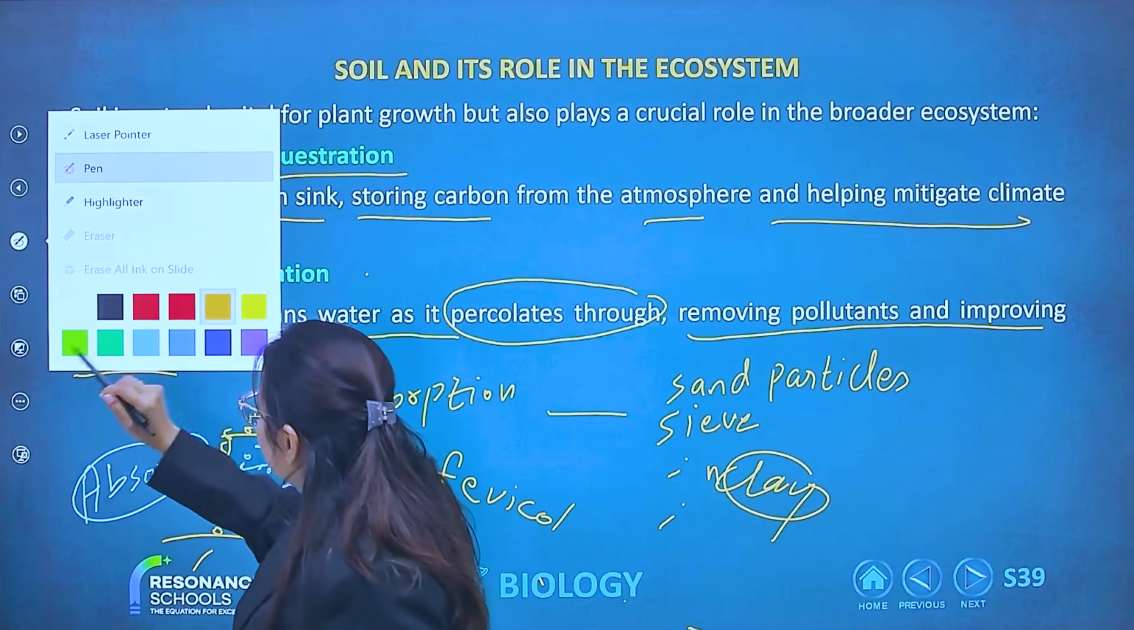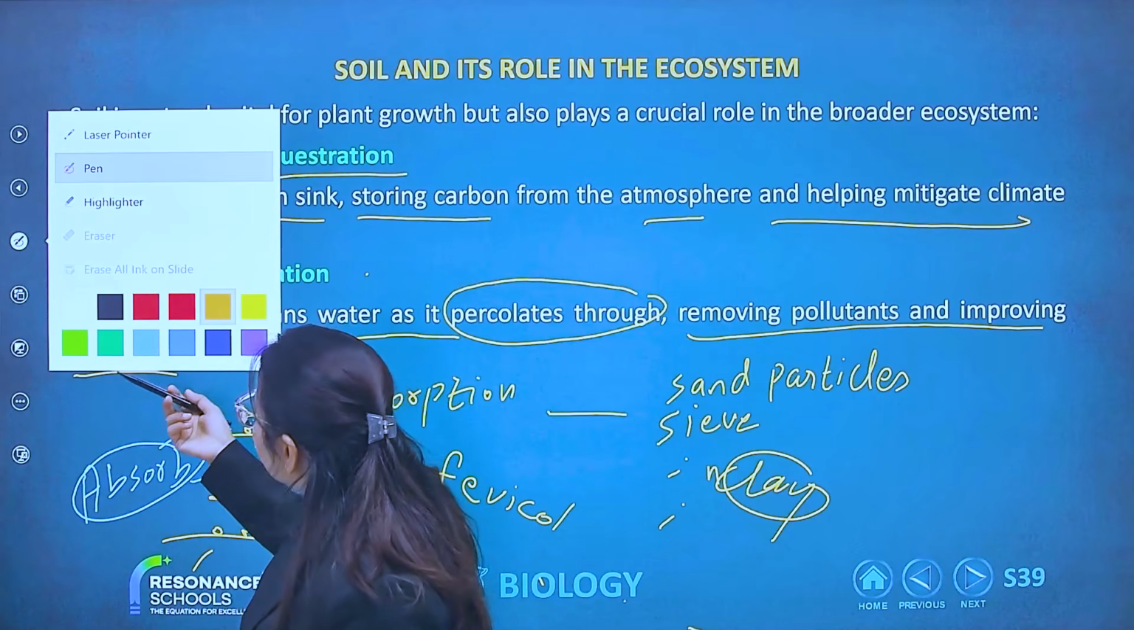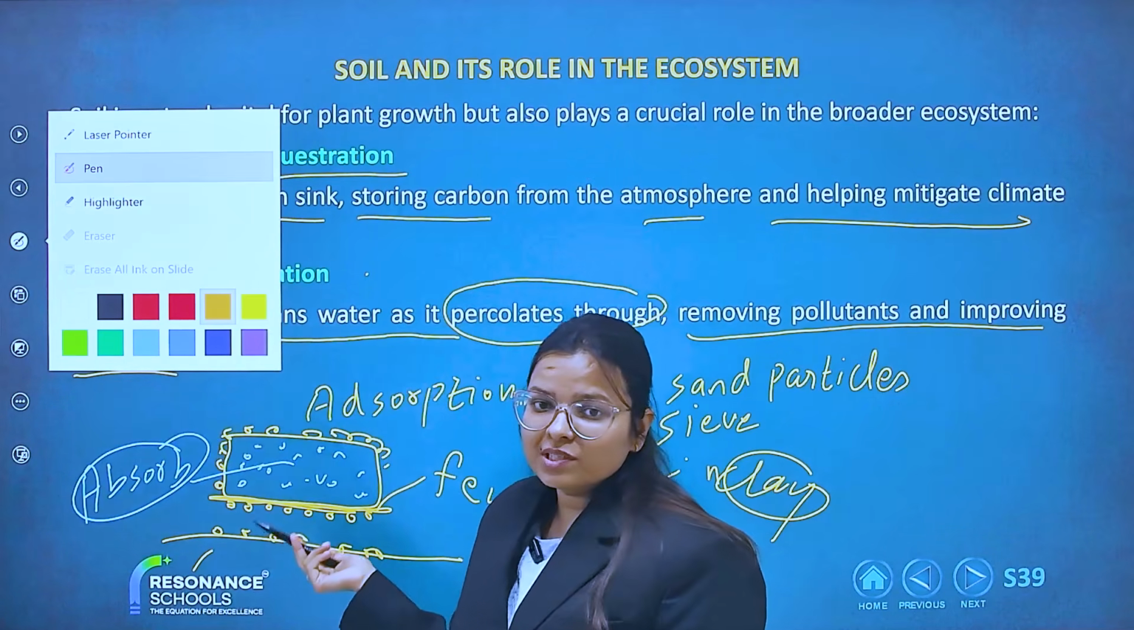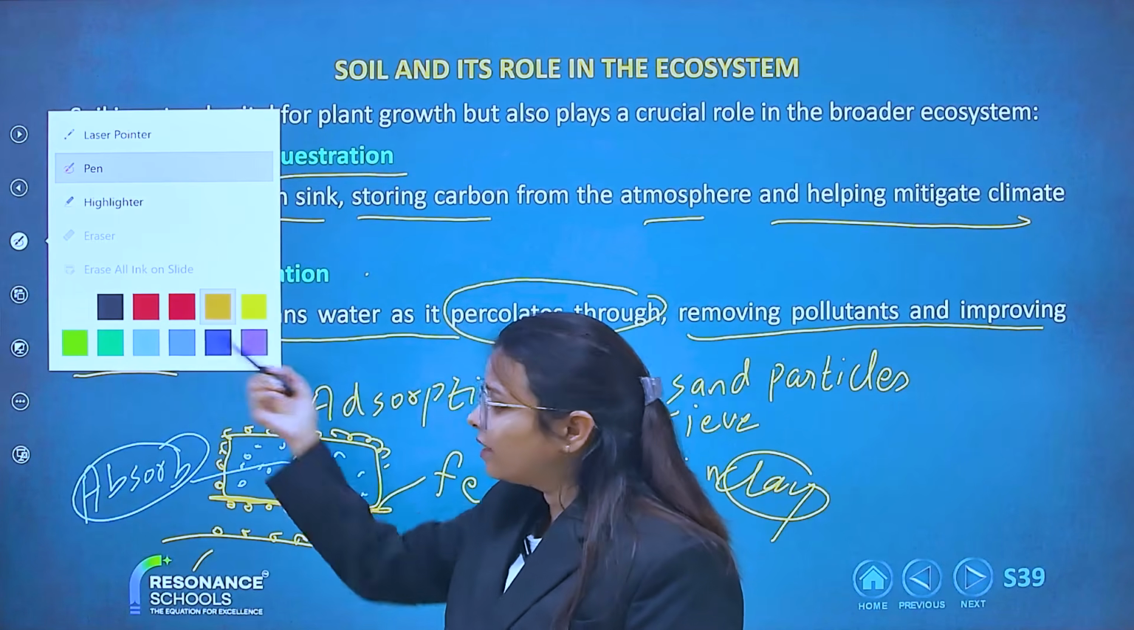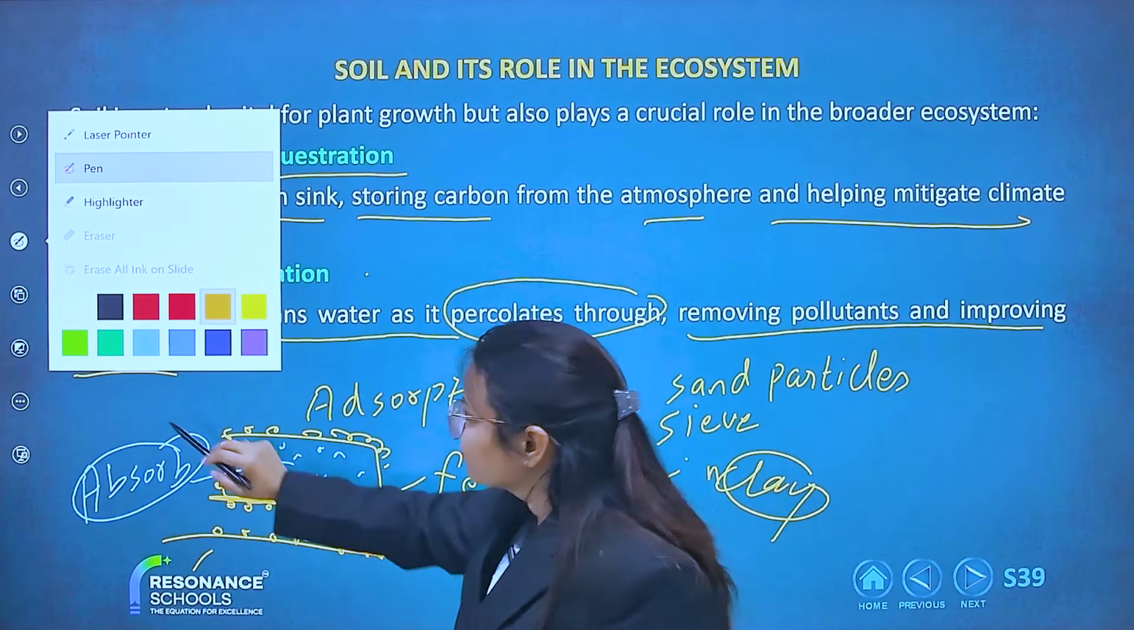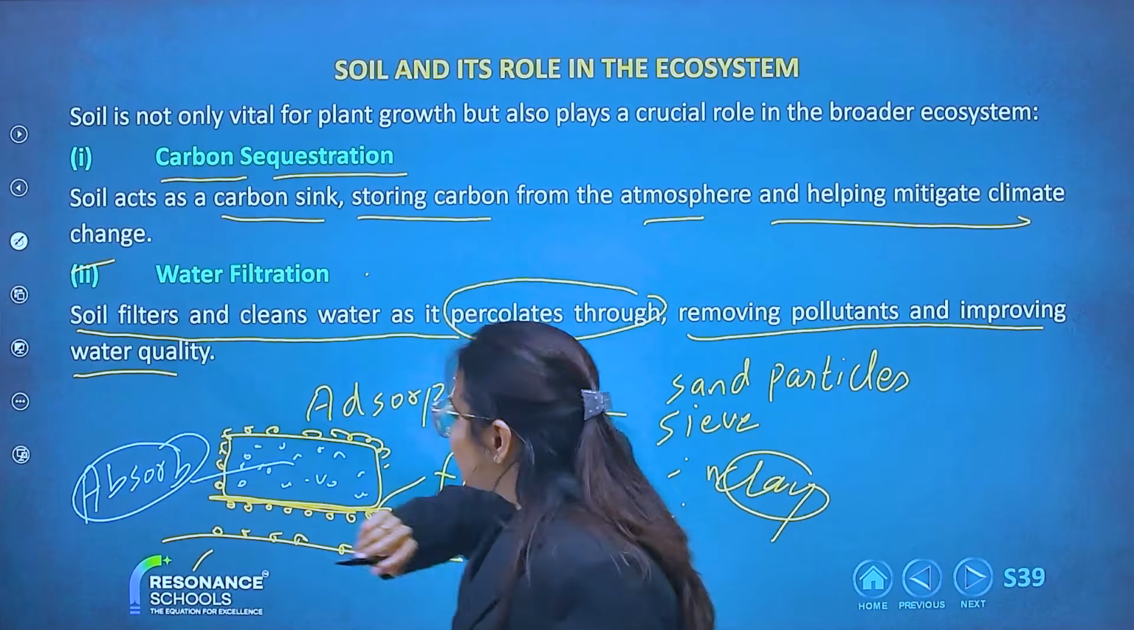Someone was saying, ma'am, please don't use yellow color. So what color should I use? Only yellow is most visible on the screen, compared to black or blue or red, any color. Okay, I think I should take black color.